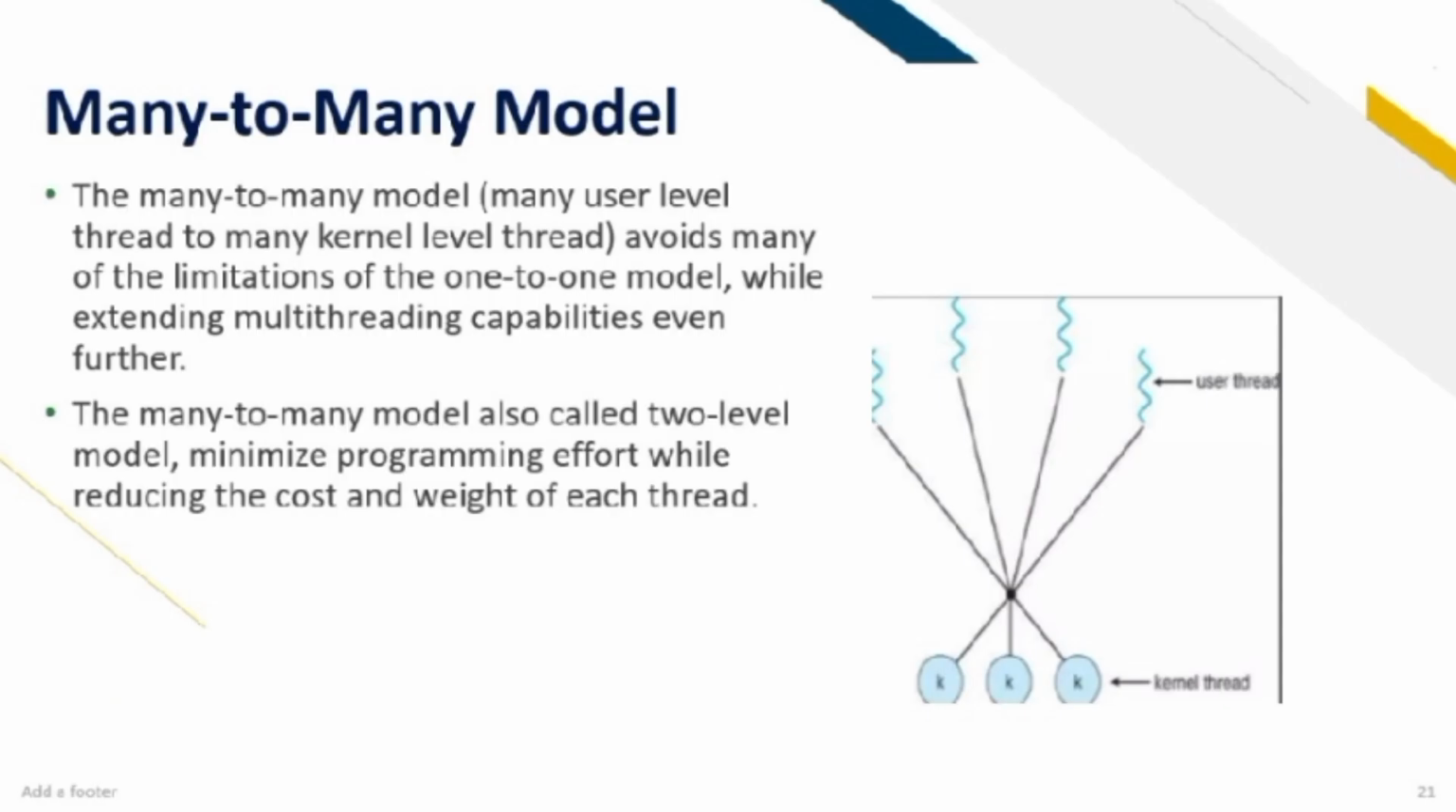The third one is the many-to-many model. It includes many user-level threads to many kernel-level threads. It avoids many of the limitations of the one-to-one model while extending multi-threading capabilities even further. The many-to-many model, also called the two-level model, minimizes programming effort while reducing the cost and weight of each thread. Although the many-to-many model appears to be the most flexible of the models discussed, in practice it is difficult to implement.